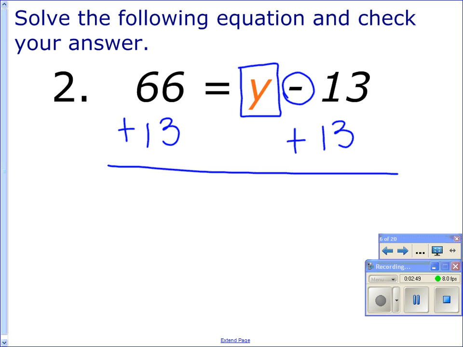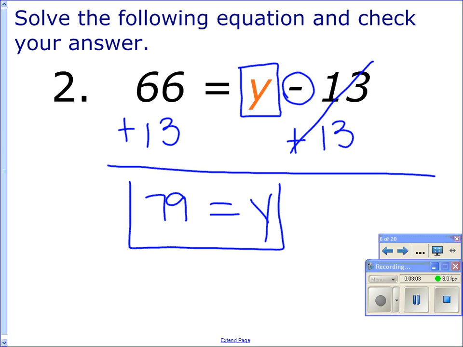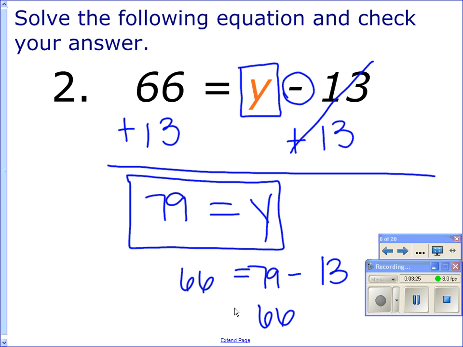Okay, so now we have the equal sign. Negative 13 plus 13, those cancel each other out. So you're left with y equals 66 plus 13, which is 79. Okay, and that is your answer. If you want to check it, you can plug 79 back into the equation. So you have 79 minus 13 equals 66. 79 minus 13 is 66, so our equation is correct.